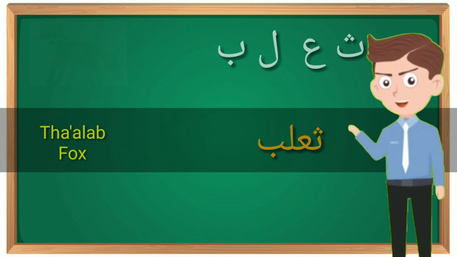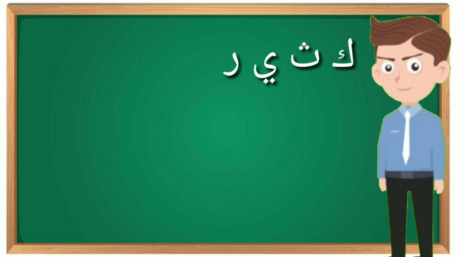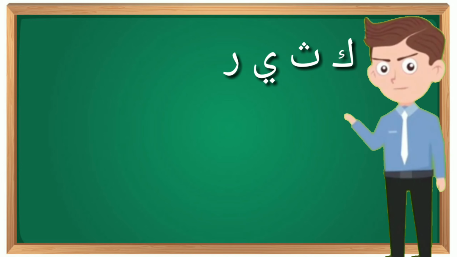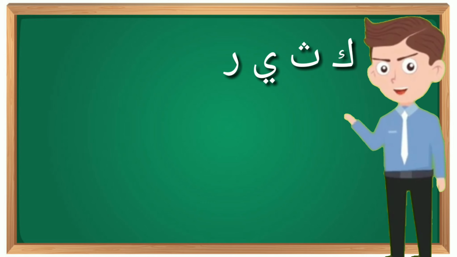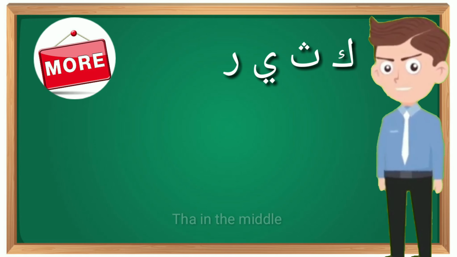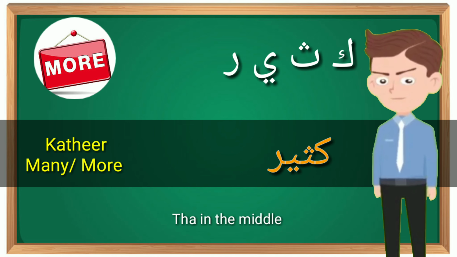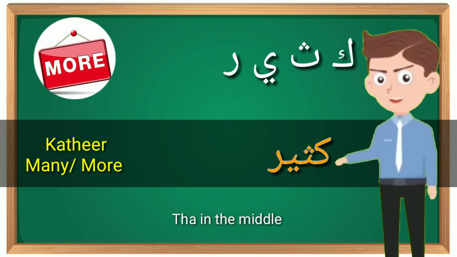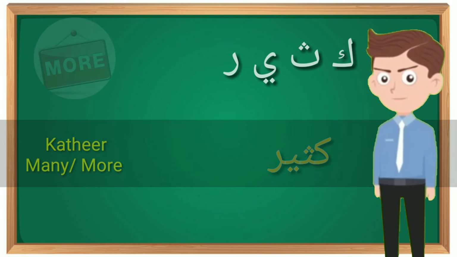Tha'lab means fox. In this example, you can see the letter tha, how to write it in the middle of a word. We can read the word kaf, tha, ya, and ra. We can read it kathir, kathir. Kathir means more. You can see here the letter tha has joined with the letters before and after. The shape you can see in the word. We can read it kathir, kathir.